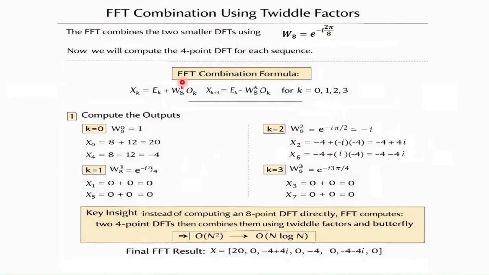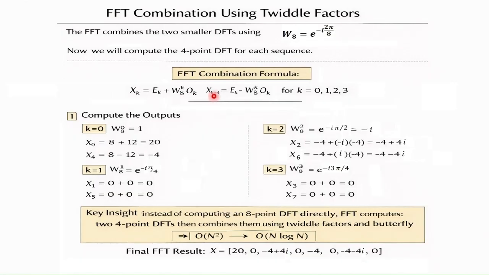Now we move to the final stage of the FFT computation. At this point, we already know the results of the two 4-point DFTs, E_k and O_k. To obtain the final 8-point FFT, we combine these two transforms using the twiddle factors. The twiddle factor is defined as shown on the slide, and it provides the complex exponential weights needed for the combination.